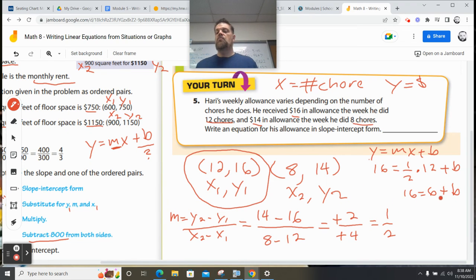Well, I want to move the 6 away because I want to get the B by itself. So to move the 6 away, what is the 6 doing to the B on this side of the equation? It's being added. So we do the inverse. So we would subtract. Whatever I do on one side of the equal sign I do on the other. And you could think about that: what plus 6 gives you 16? 10, right? But we want to learn how to solve equations. So B equals 10. So then my y-intercept form would be Y equals my slope, which is 1/2, times X, plus 10, because that's a positive 10. And that's it. See how we did that?